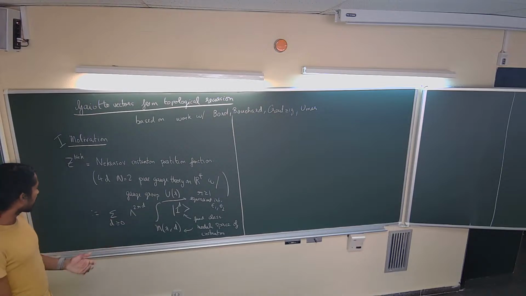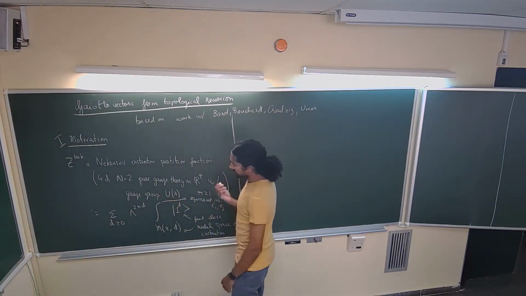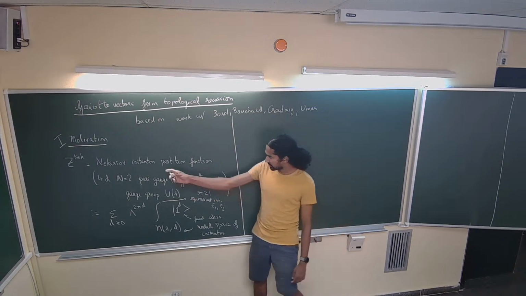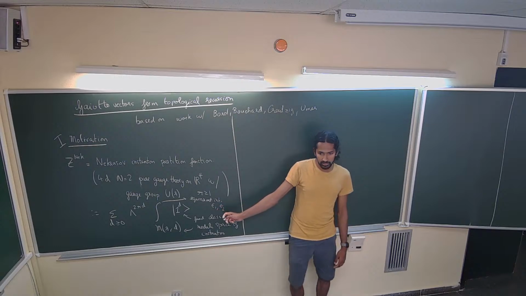But one thing that's not at all obvious from that perspective is that if you expand this Nekrasov instanton partition function in these equivariant parameters, you get a sort of genus expansion.